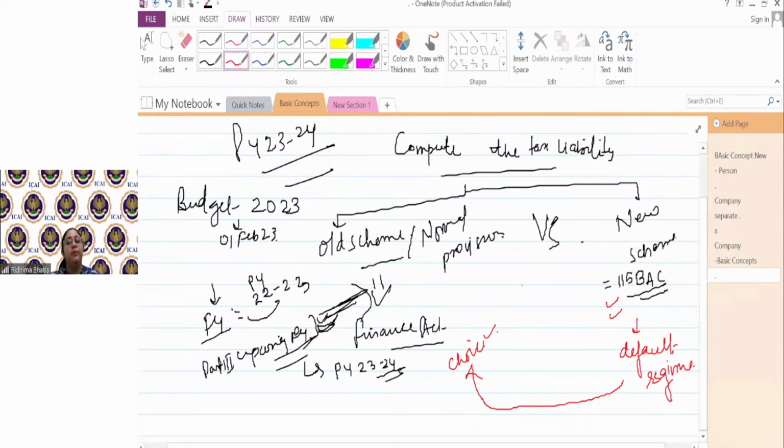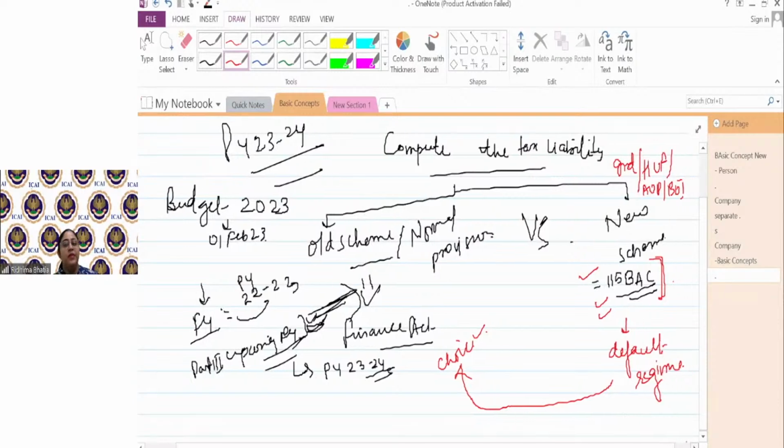If you will not make a choice, by default, 115 BAC would be applicable. So now you have to write the assessee has chosen old scheme, because by default these rates would now be applicable. Now this is specifically only for individuals, HUF, AOP and BOIs. Companies और firm के लिए different tax rates हैं. Okay, this is only for individual, HUF, AOP and BOIs.